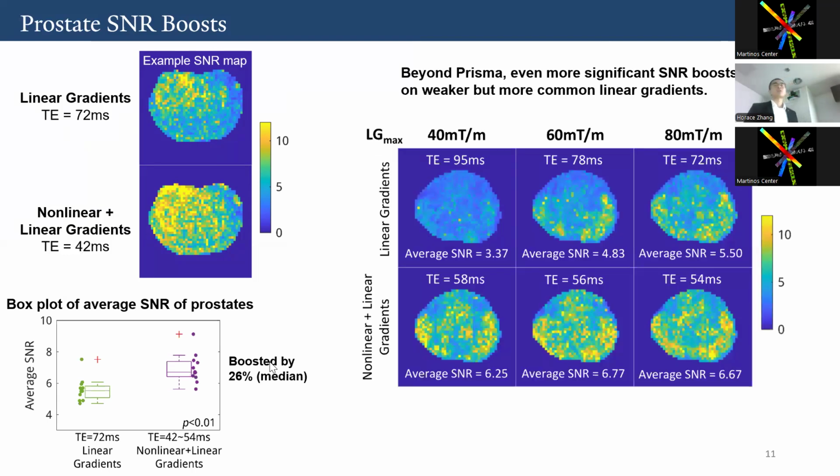So we are actually inserting this nonlinear gradient into the Prisma scanner, which features a relatively high gradient, 80 millitesla per meter. But most common imaging sites only have scanners of 40 millitesla per meter. So we also tested its SNR boosts at 40, 60, up to 80 millitesla per meter. So as you can see, the weaker the gradient is, the higher the SNR boost is. So it proves the necessity of the gradient insert for general clinical imaging sites.